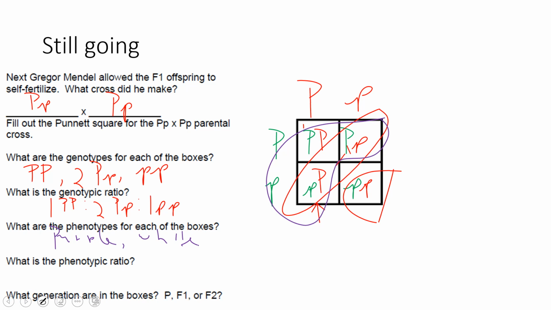What is the phenotypic ratio? Same thing, we want numbers, and you have to tell me what the numbers mean. So now we're going to say we have 3 purple for every 1 white. What generation are in the boxes? Well, this time we had the F1 here and here, which means if you cross the F1 together, you get the F2. So the F2 is in the boxes.